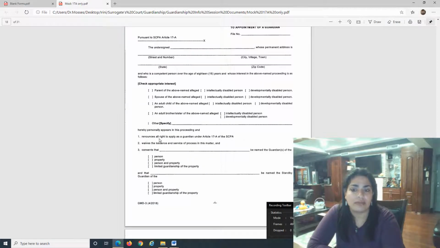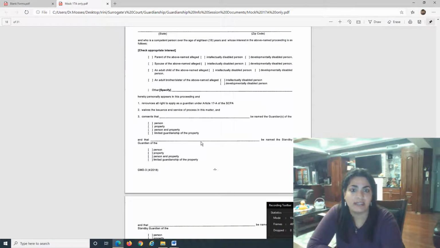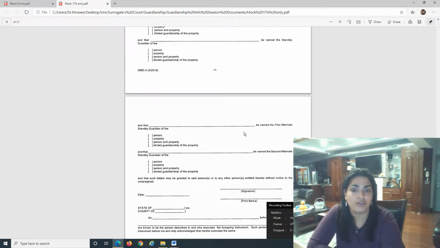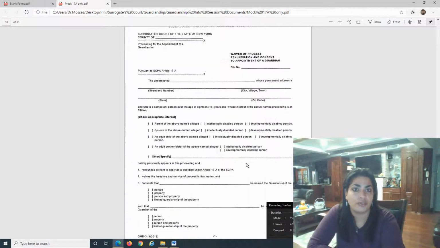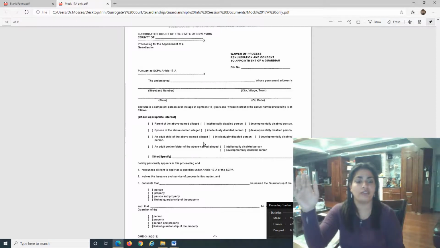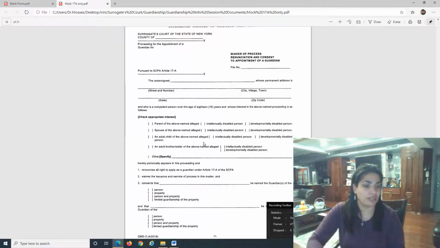They're also now renouncing the right to apply as guardian, waiving the issue and service of process, and consenting that the names of the people asking to become guardians of the person, consenting that so-and-so be named as the standby guardian, so-and-so first alternate, so-and-so second alternate. So the person who's filling this out has an interest where they could potentially become the guardian, but they're saying, I don't want to be the guardian. I'm consenting to all these other people becoming guardians or standbys, myself perhaps included.